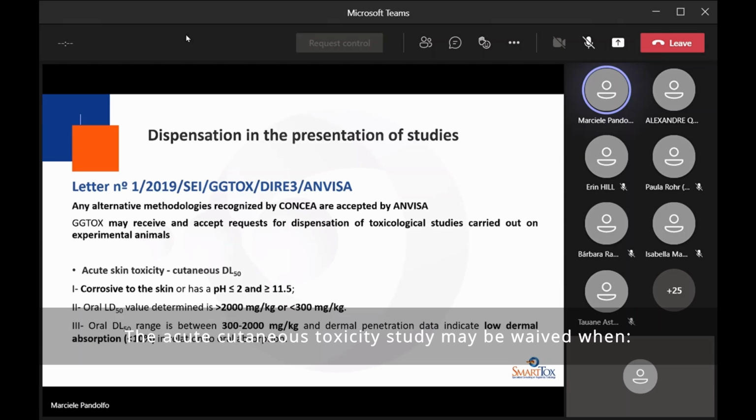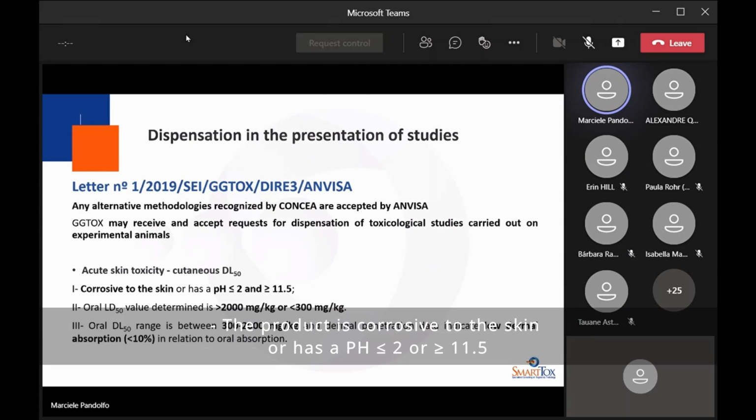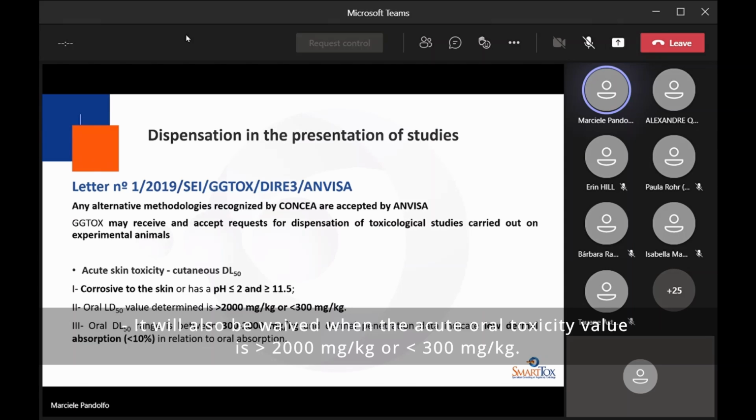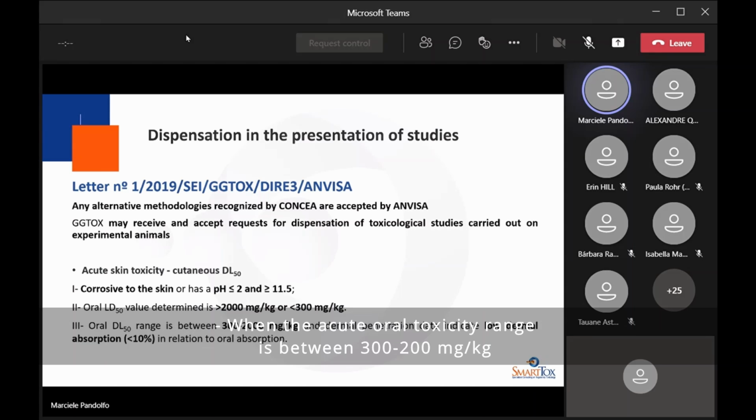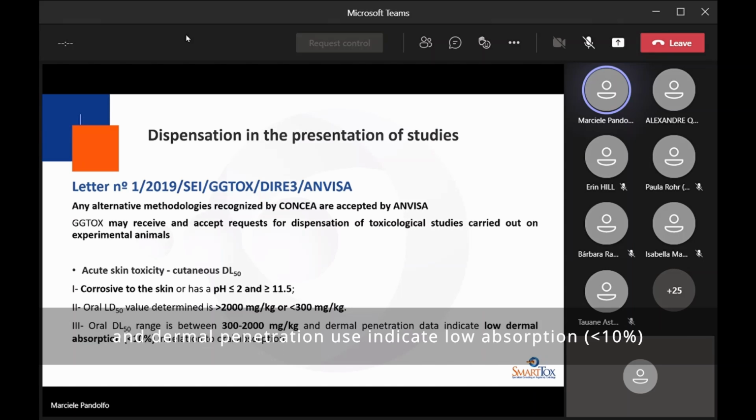O estudo de toxicidade cutânea aguda pode ser dispensado quando o produto for corrosivo à pele ou apresentar o pH igual ou menor a 2 ou maior ou igual a 11,5. Também será dispensado quando o valor de toxicidade aguda oral for maior que 2.000 ou menor que 300 mg por quilo. Também quando a faixa de toxicidade aguda oral está entre 300 e 2.000 mg por quilo e os dados de penetração dérmica indicarem baixa absorção.